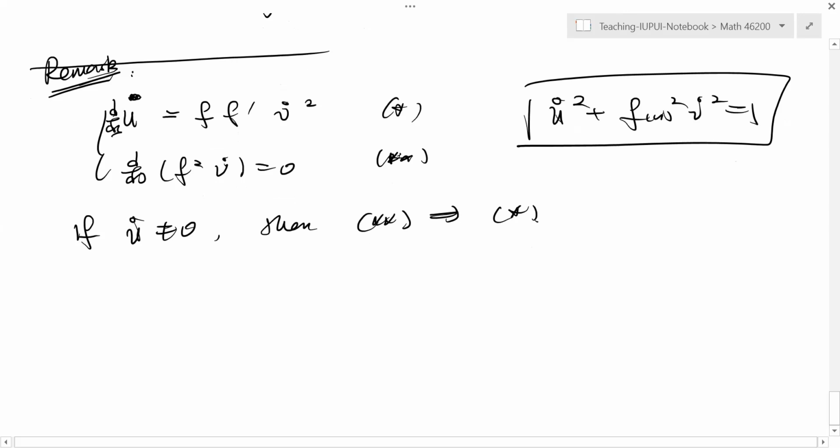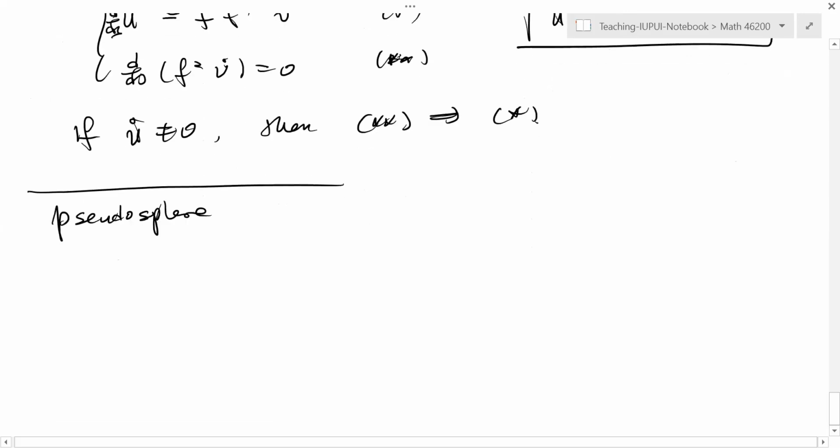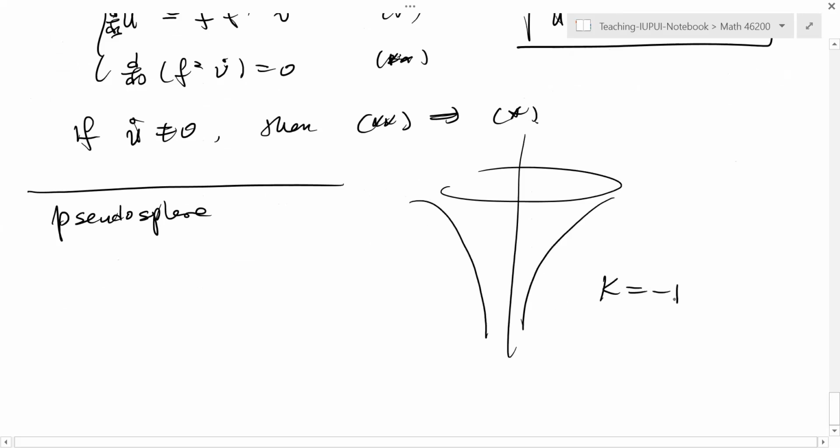Now let's take a look at the pseudosphere, the so-called pseudosphere. It's a kind of sphere, but it has constant curvature -1. It's a surface of revolution. It's incomplete in the sense that the geodesic, the meridian, does not go to infinity. Let's stop somewhere.